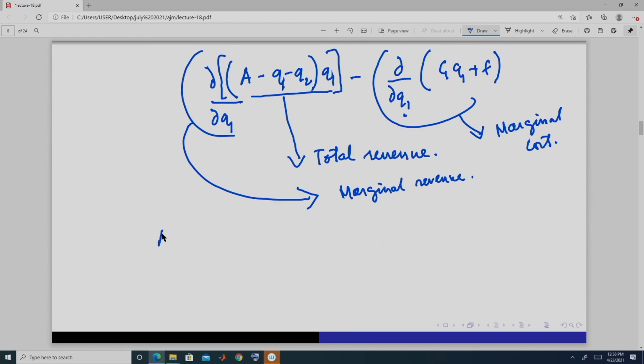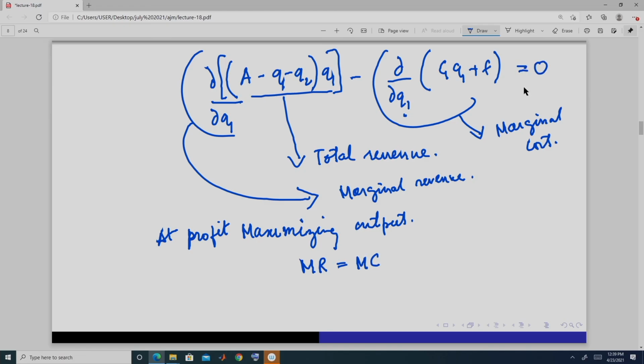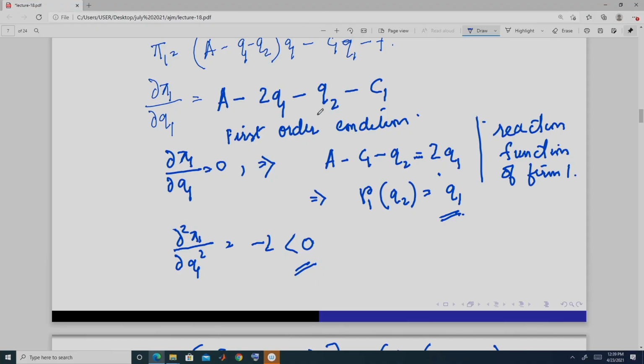So, at the profit maximizing output, we get marginal revenue equal to marginal cost, because the derivative is equal to 0 at the optimal point, right. This condition is the same as what we get in the monopoly. In the monopoly also, the optimal output is decided where marginal revenue equals marginal cost. So, this optimization is similar to what we have done in the monopoly. The only difference is that here we have considered some given level of output of firm 2, okay, this portion.